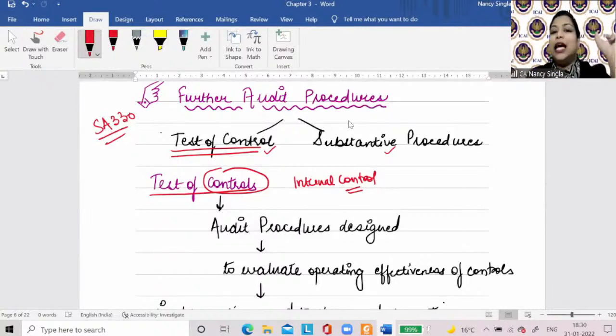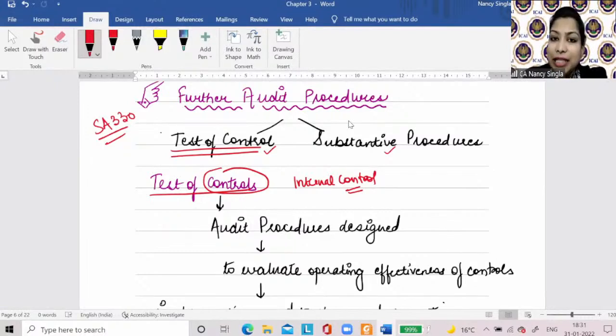Students, see, under SA 315, when the auditor was identifying and assessing the risk of material misstatement, he was obtaining a general understanding about the entity and its internal control, right? And thereby he decided that, okay, I intend to rely on the internal control of an organization, okay, of the client organization.